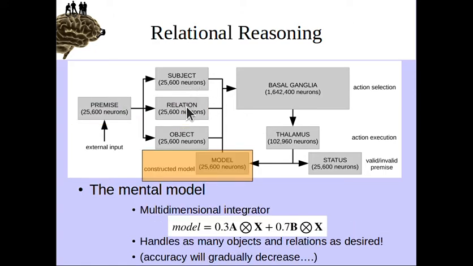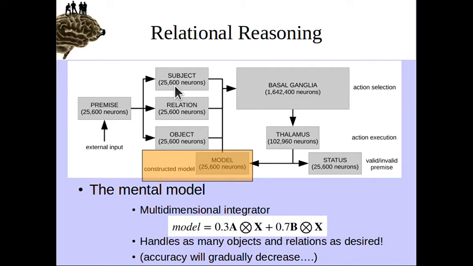So these three populations should now represent whatever statement is being fed in. I've got this group of neurons representing A, this group of neurons representing left of, and this group of neurons representing B. That would be, say, A left of B. So that's how I'm going to represent my input statement.